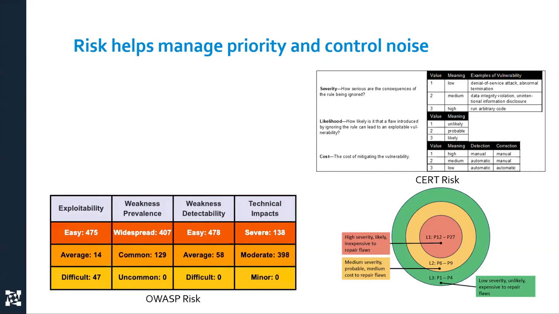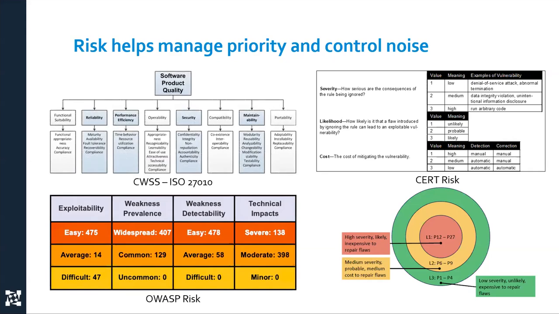And then they have this little red, orange, yellow. Is it high, medium, low? And the real critical ones are actually the ones that run across that top row in red, where they're easy to exploit, common, easy to detect, and have a severe impact. Those are where you would start. And we'll show you a way to do that in our tools in just a moment.